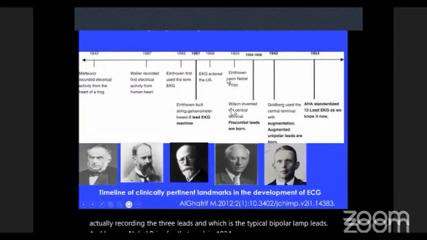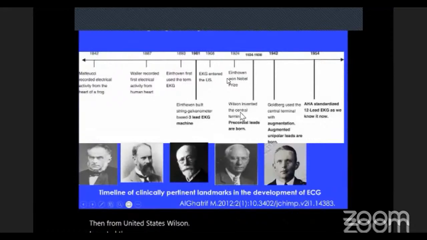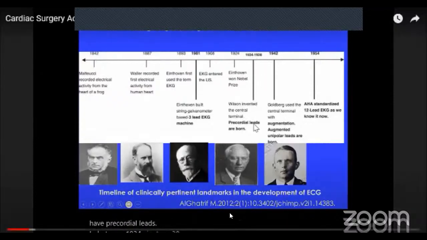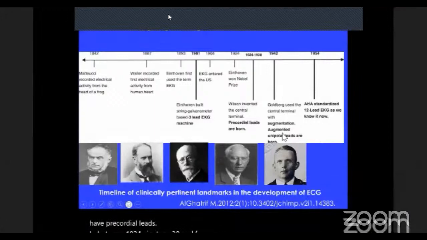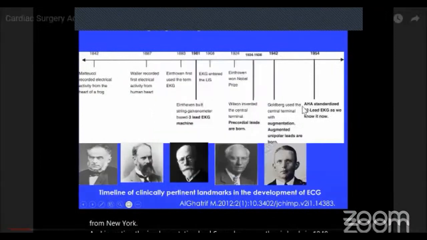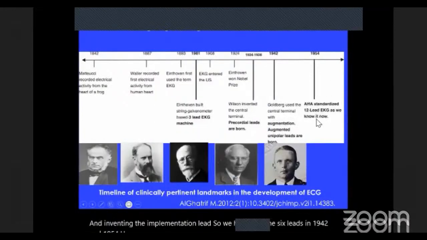Then from the United States, Wilson invented the Wilson terminal, or the central terminal. And by that, we started to have precordial leads between 1934 and 1938. From the same concept, later on, Goldberg from New York invented the augmented leads. So we had the 6 limb leads in 1942. And in 1954, the AHA standardized the 12-lead ECG, and it is what we see right now. So it took a long time for ECG to develop, and it is very useful.